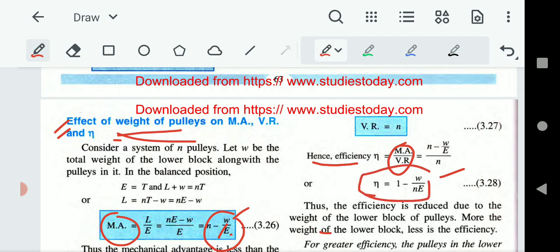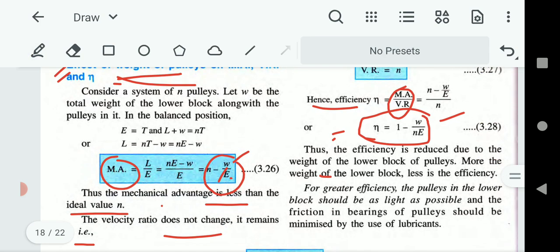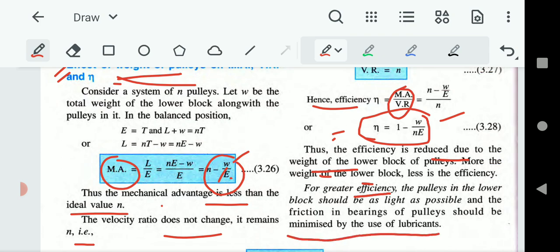From this calculation we get this mathematical expression, and this is a very important part of the whole chapter. So the efficiency is reduced due to the weight of the lower block of pulleys. The more the weight of the lower block, the less the efficiency. For greater efficiency, the lower block should be as light as possible, and the friction in the bearings of the pulleys should be minimized by the use of lubricants.